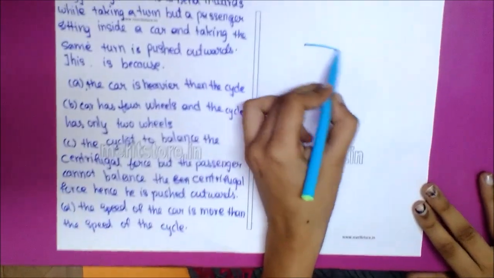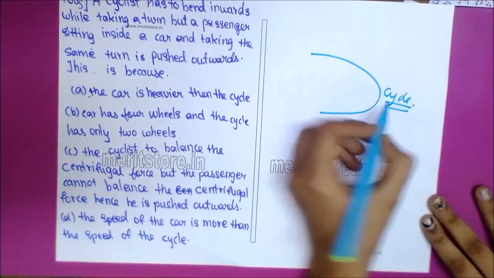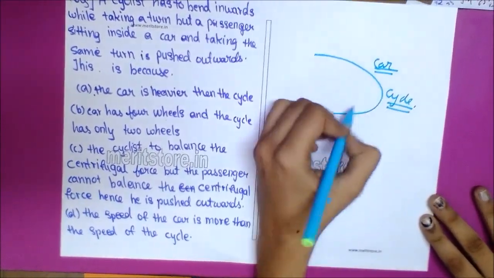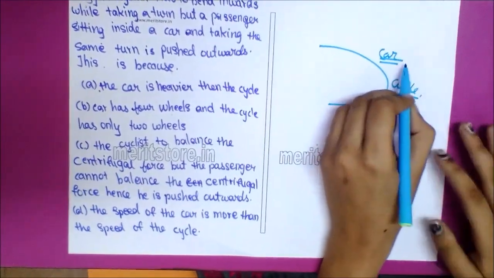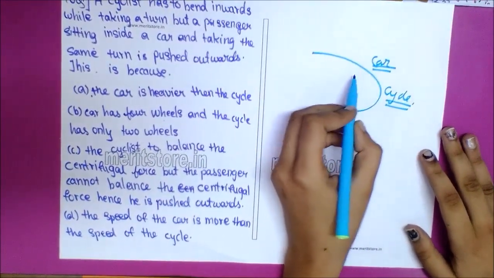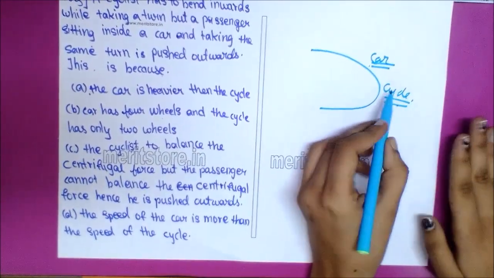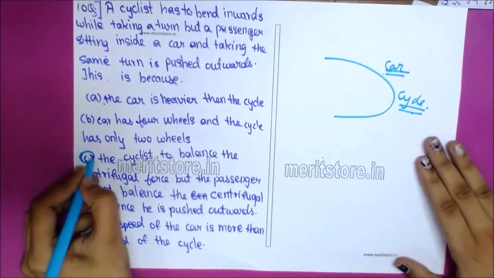So whenever there is a curved road and a cycle is moving on the road, the cyclist has to balance out the force. Whereas if a car is moving on the same curved road, the passenger or the driver will not have to balance. The car will balance itself automatically by its mechanisms. But in a cycle, the cyclist has to balance and move inwards so that the cycle does not fall. Thus, option C is the correct option.